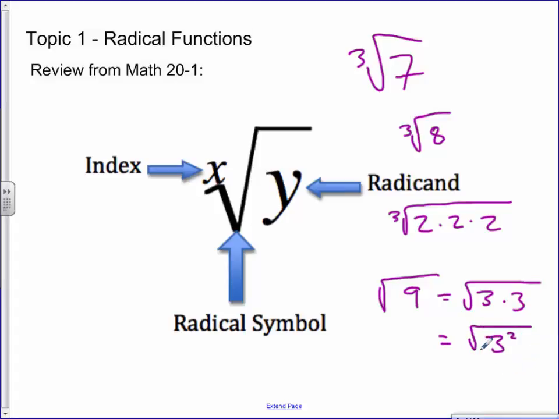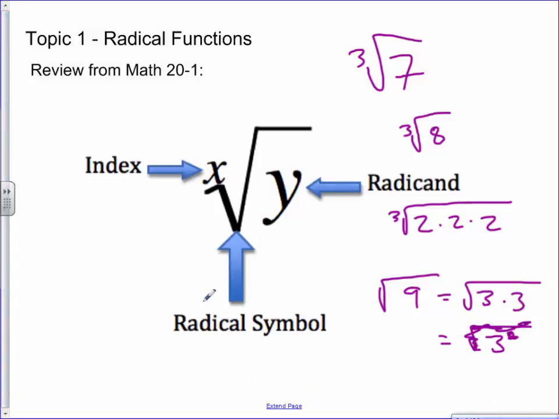And then what happens is that this square root sign and this square root sign, they're kind of opposites of each other, so they cancel. That's kind of the logic behind how square roots and cube roots and stuff works. So far, so good? Moving on.